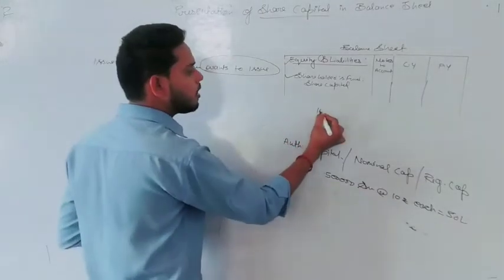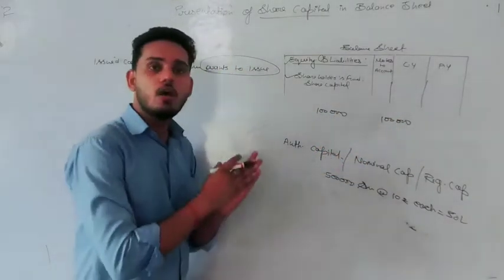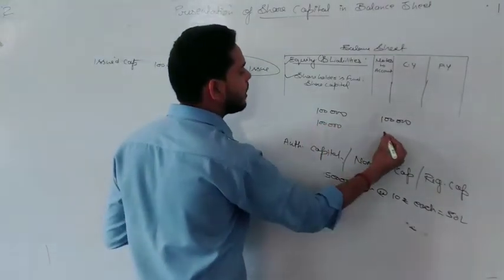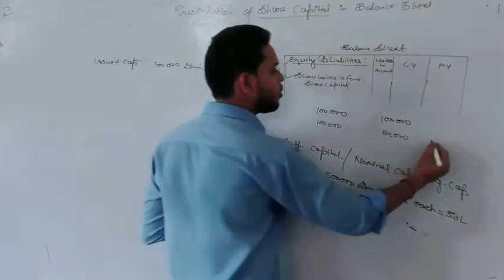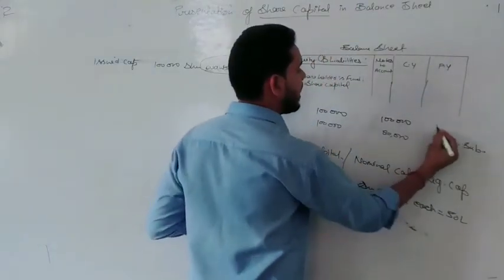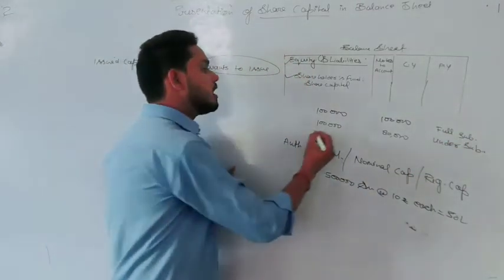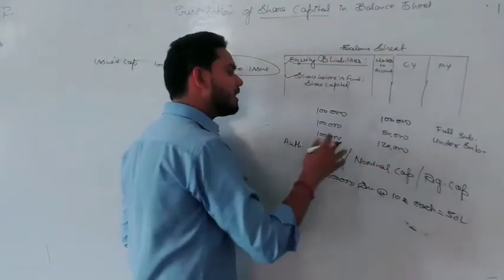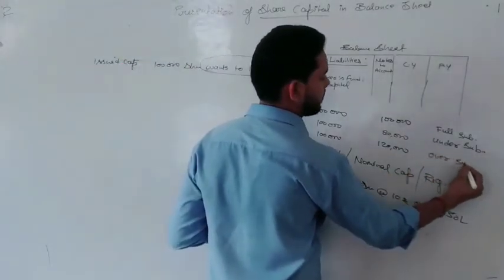First one, company wants to issue 1 lakh and public wants to buy 1 lakh. That is known as full subscription. Second situation, when the company wants to issue 1 lakh but public wants to buy less than what company wants to issue. That is known as under subscription. So that is under subscribed, and this one is fully subscribed, you can say. Now there can be one third situation also. Company wants to issue 1 lakh but the public, let's suppose, wants to buy more than what company wants to issue. That is known as over subscription.